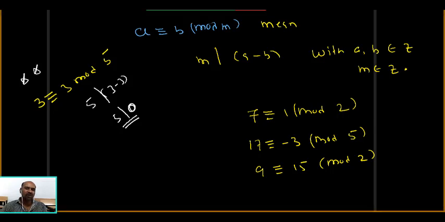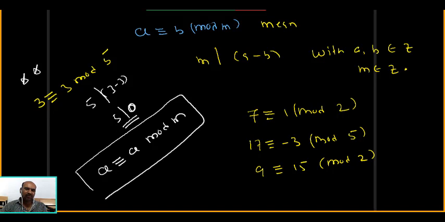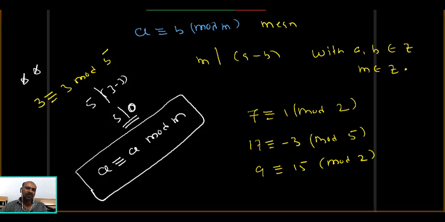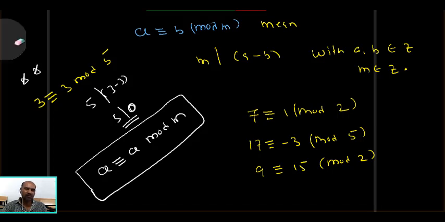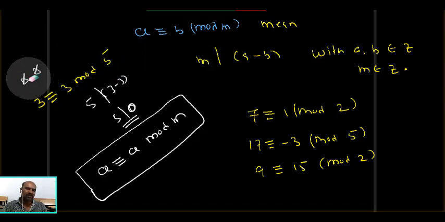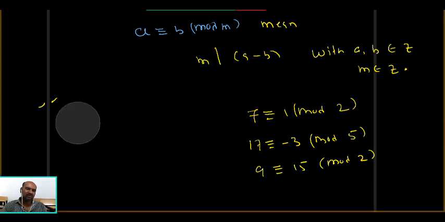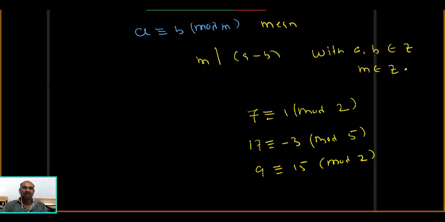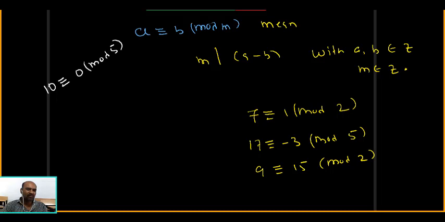This statement means one of the important properties of congruency: A is congruent to A modulo M. One of the very important properties. But that is one important property. One more I will write here: 10 is congruent to 0 modulo 5, also I can write. What is the problem? 5 divides 10 minus 0. Correct only.